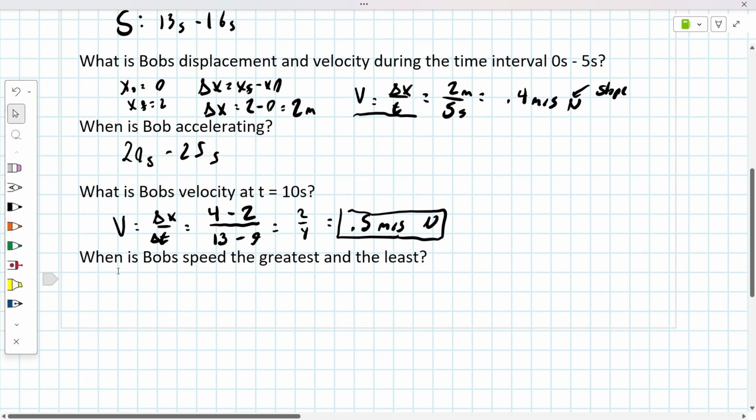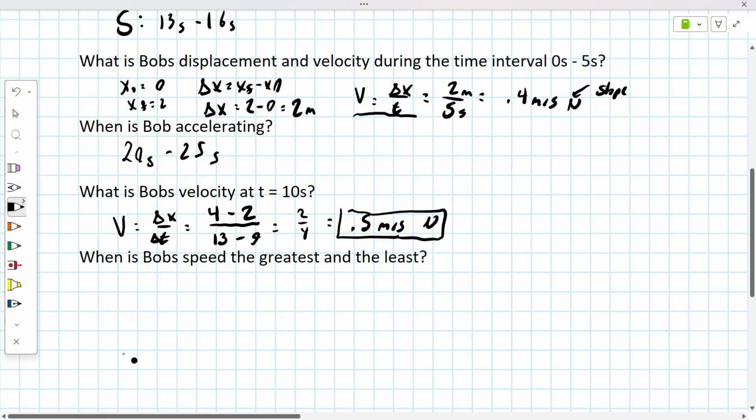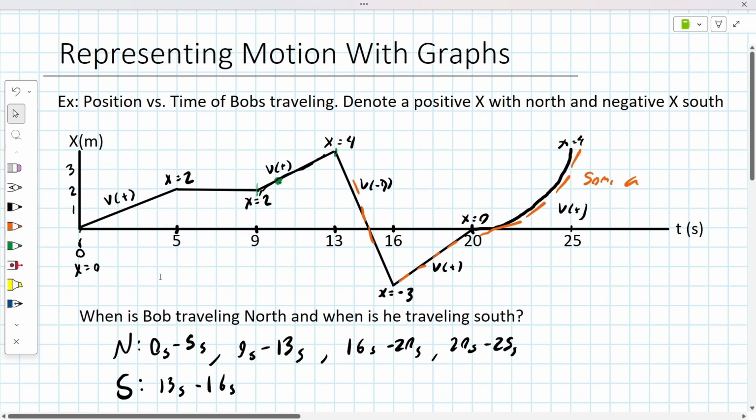Alright, and finally, when is Bob's speed the greatest and when is it the least? Alright, so this kind of has a lot to it. How are we going to determine when the speed is the greatest and when the speed is the least? Well, if we scroll up here, we know that we can find the speed of each of these segments pretty easily. We already determined that it's the velocity, right? And since speed is just the magnitude of the velocity, we don't care what the direction is, we just care about the value.